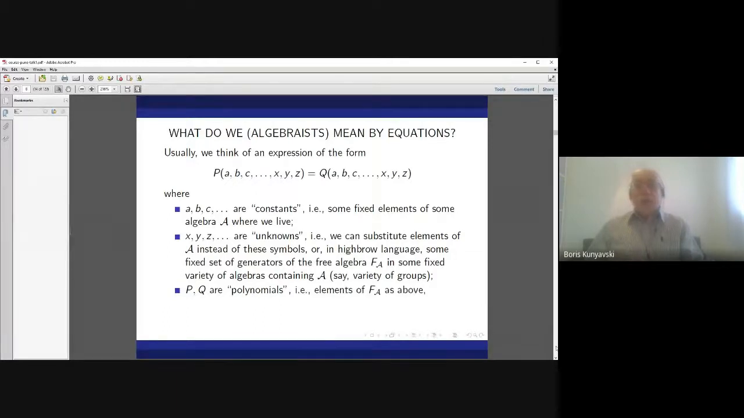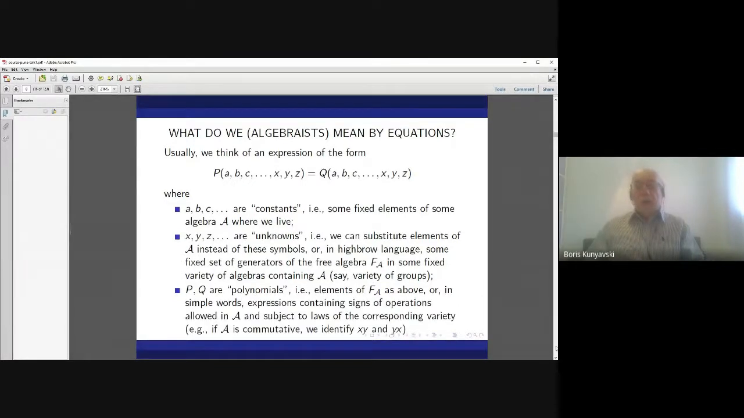Well, it's informal. Formally, these are elements of this free algebra. Or, in simple words, we consider expressions which contain signs of operations which are allowed in our class of algebras, and which are subject to laws of the corresponding variety. For instance, if we consider abelian groups or commutative algebras, then we always identify xy and yx. In a general algebra, it's different.